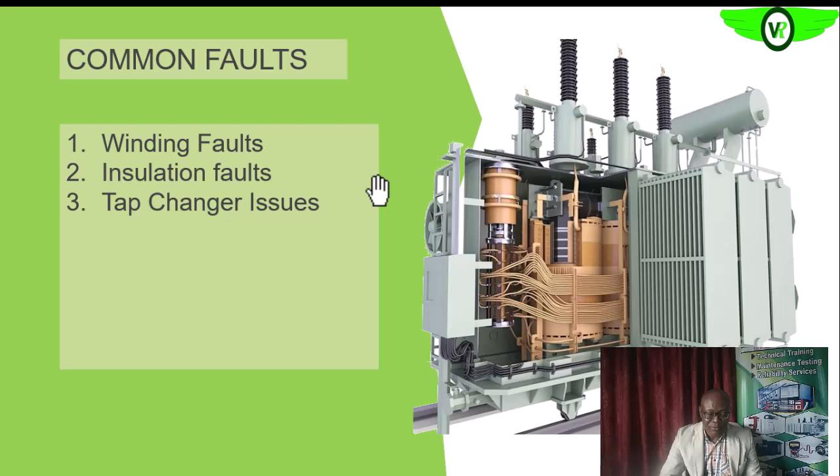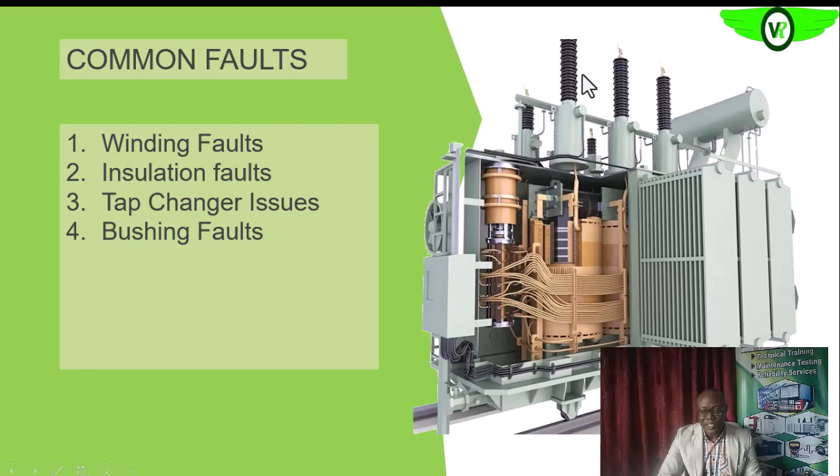So we also have those that are associated with the tap changer. As you can see here, we know the tap changers are mechanical devices. They are meant to regulate the voltage output from the power transformer. But at times, by virtue of the nature of its operations, some problems might come up. So how do we know when such a problem is developing and how can we possibly take care of such problems? We're also going to see all of those.